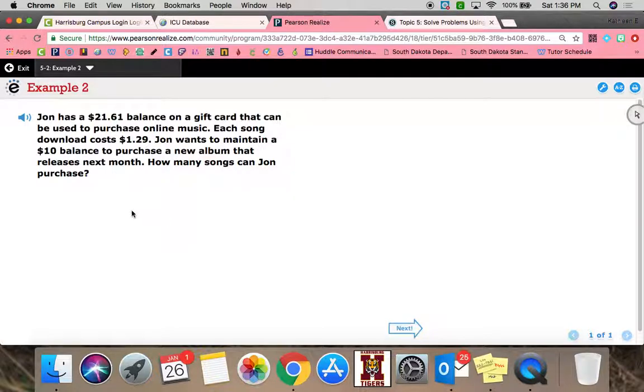So how we figured that out, instead of repeat adding, we could have divided how much we could spend by the price of the songs. So we would have had 1161 divided by 129, and we would have gotten 9 the same way we did in the last one. So the equation we would have set up, I wish I could write it on my screen, but I can't.